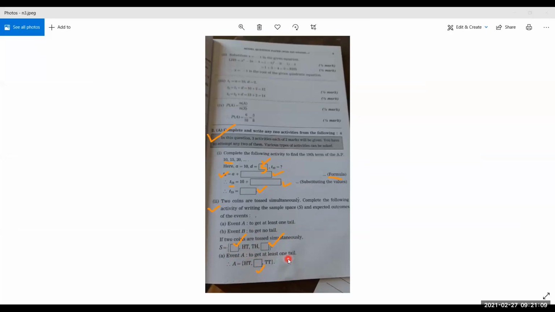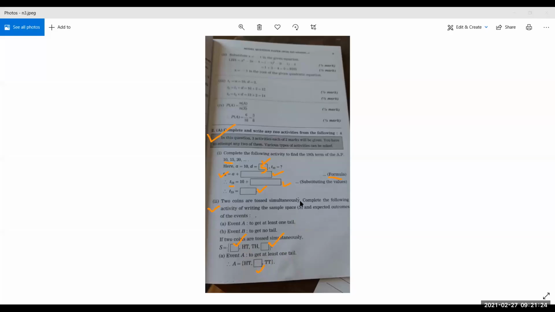Then event A is to get at least 1 tail. At least, we need at least 1 tail. If it is more than 1, it will be okay, but we can't have less than 1. So at least 1. So from here, what will come here? TH. TH. Okay, very good.